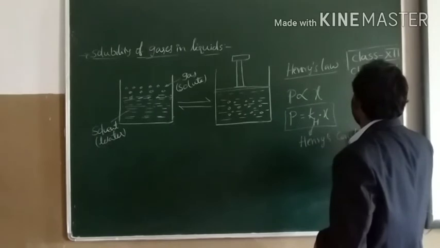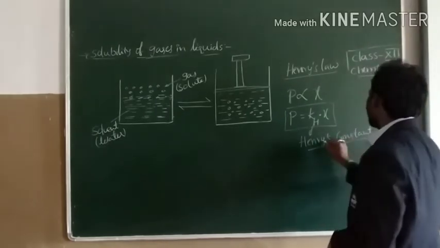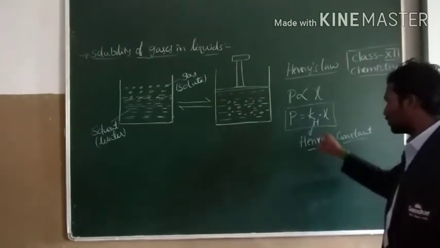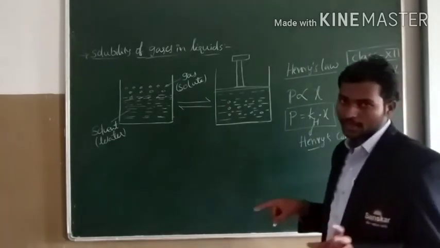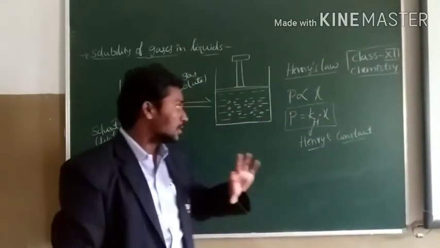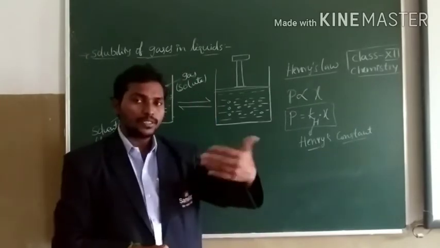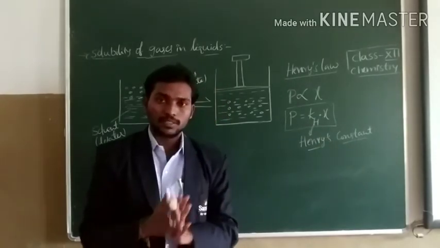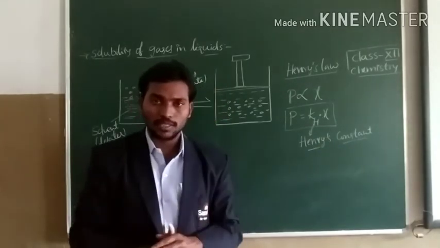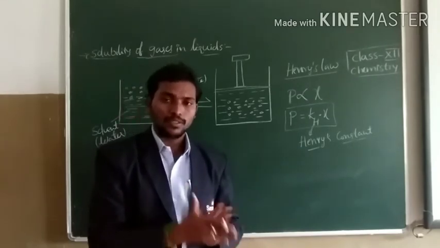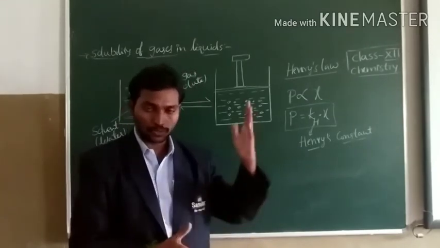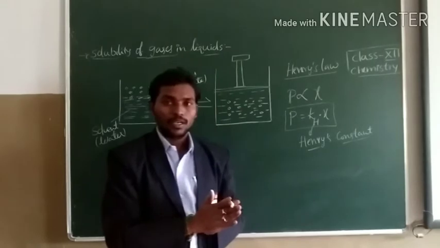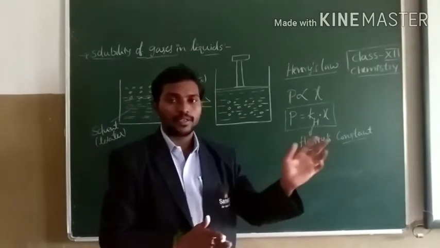This Kh value is different for different gases at the same temperature. If we change the temperature, then the Kh value of the same gas also changes. The textbook has given Henry's law constants for some gases in tabular form. You can go through the textbook and the Henry's law constants for different gases. Then you will understand how Henry's law constant varies with respect to the temperature.